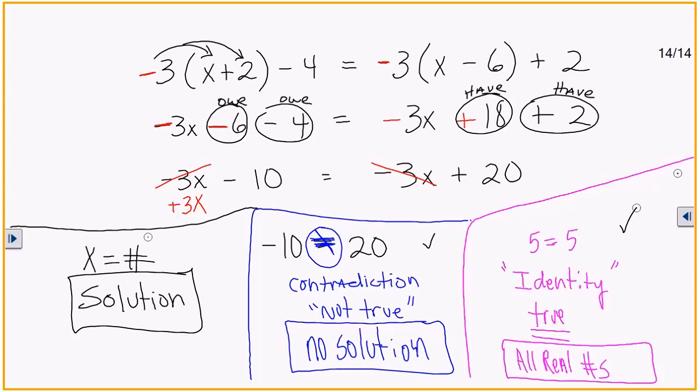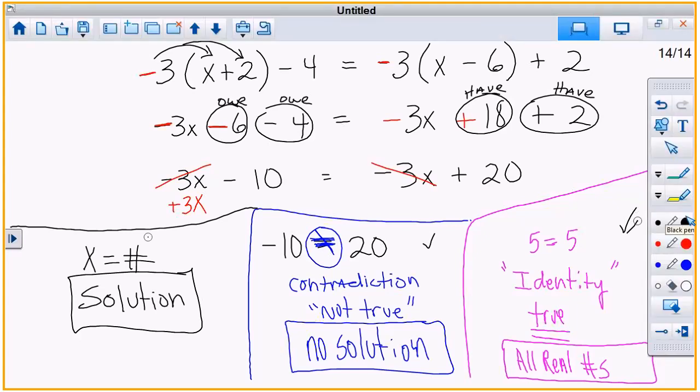And if you've done everything correctly and you come up with a contradiction, then there is no solution. If you come out with an identity, meaning that it's a true statement, then your answer is all real numbers. But most of the time, you're going to come out with a solution. Most of the time. And that is how you solve a distributive multi-step equation. Let's do one more, and then we'll move on to clearing fractions and decimals.